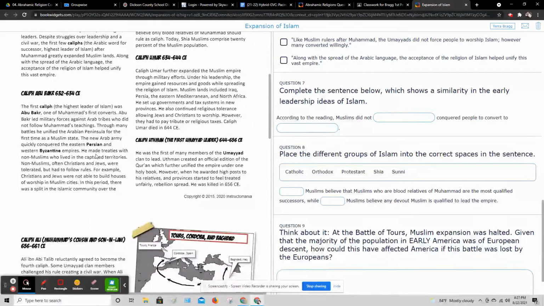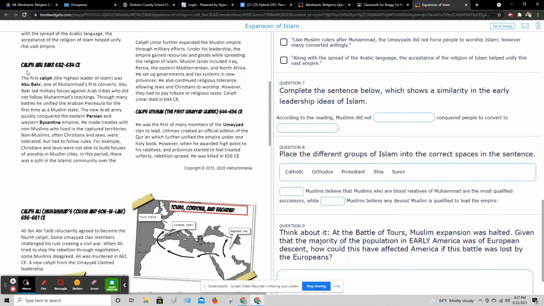All right, so the first caliph was Abu Bakr. He was ruler from 632 to 634. The first caliph, the highest leader of Islam, was Abu Bakr, one of Muhammad's first converts, one of the first people to convert to Islam.